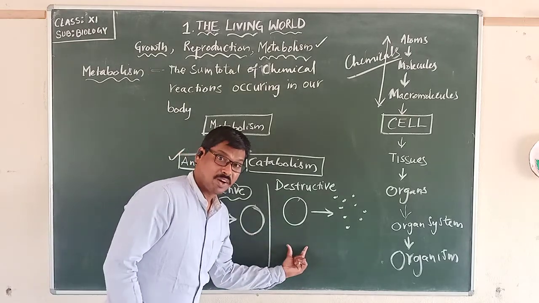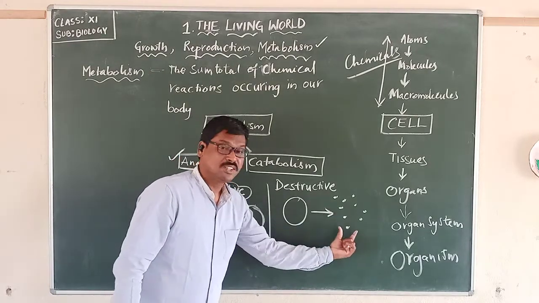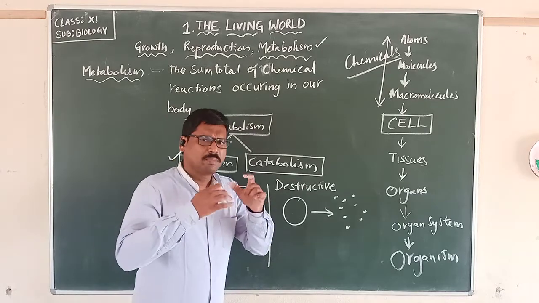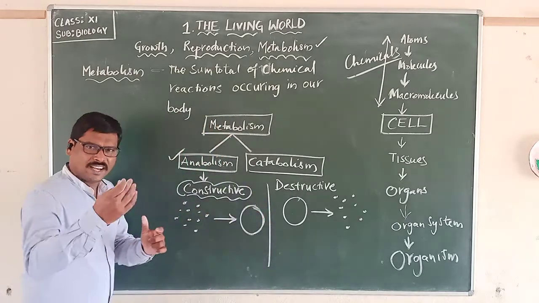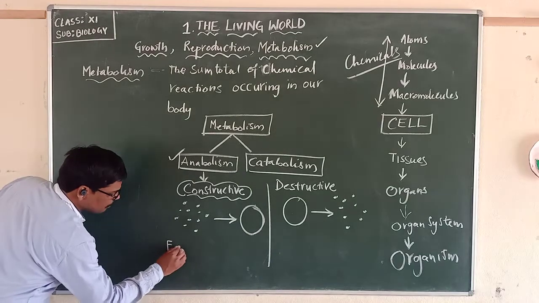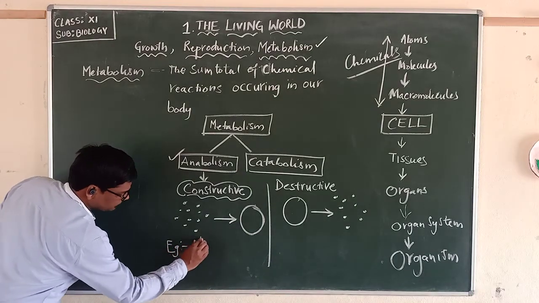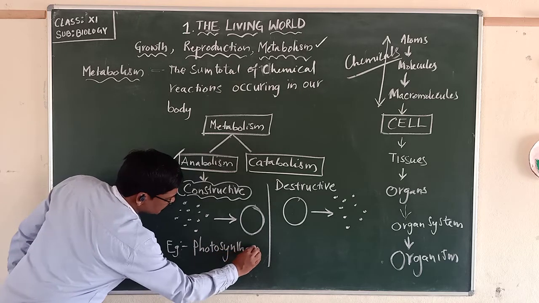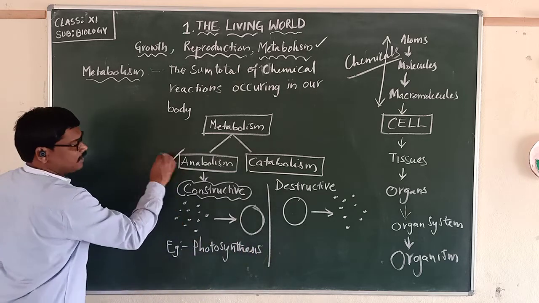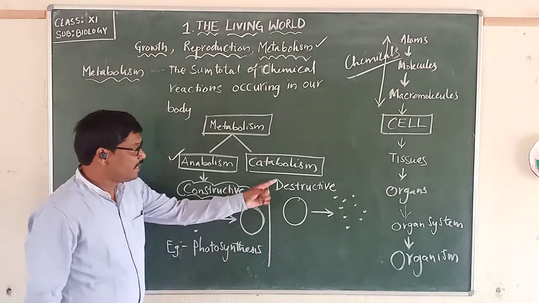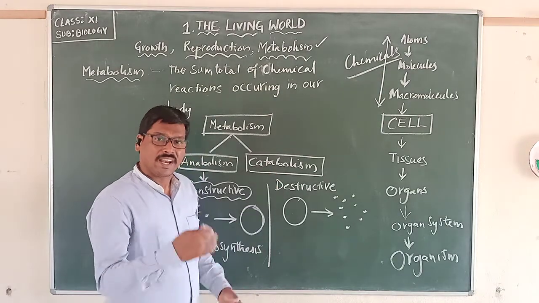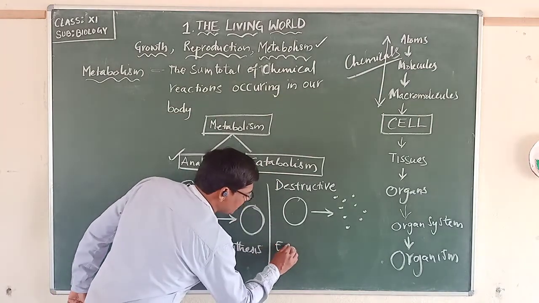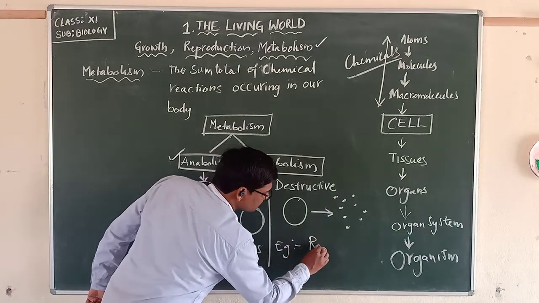Here the complex molecule is broken down into simple molecules. And to be very clear, let us give one example that happens in living organisms, that is photosynthesis. Here you can mention photosynthesis as the anabolic example. And for catabolism, another example that we can highlight is the process called respiration.